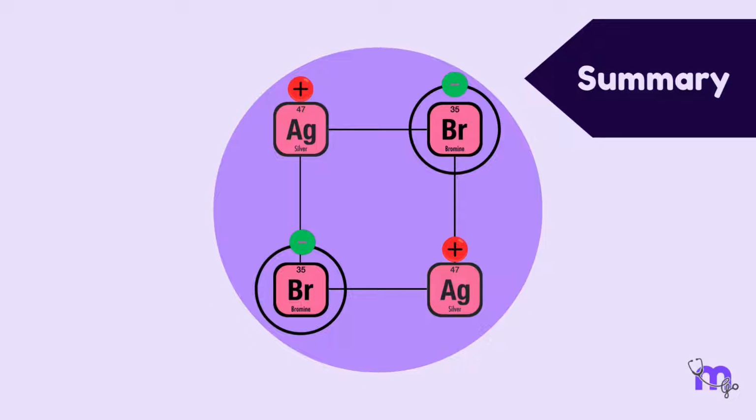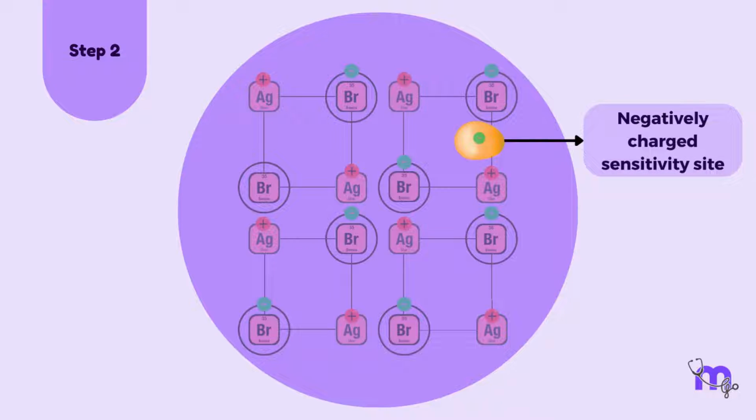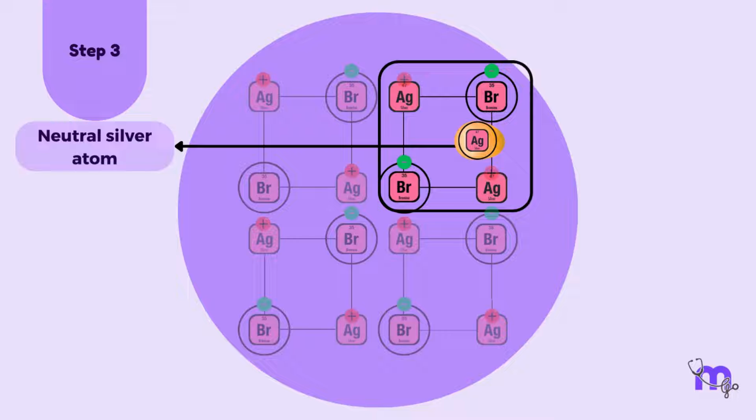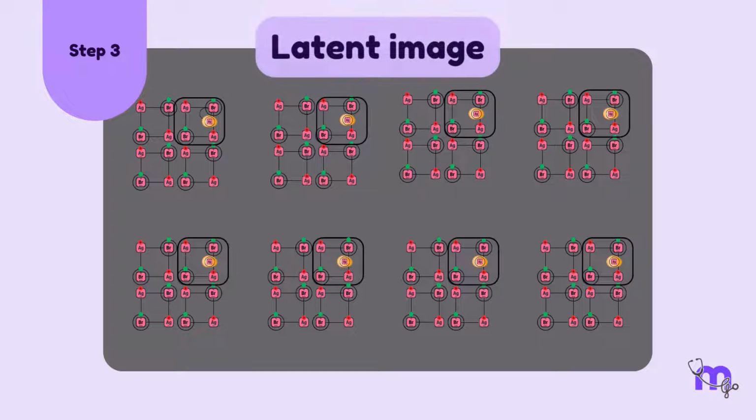To summarize, the latent image is formed in three steps. X-ray photon interacts with the bromide ion from which an electron is released. This electron moves and gets trapped in a sensitivity site, imparting a negative charge to it. Positive interstitial silver ions get attracted to the sensitivity site and form neutral metallic silver atoms. These are latent image sites, and multiple such sites form the latent image.